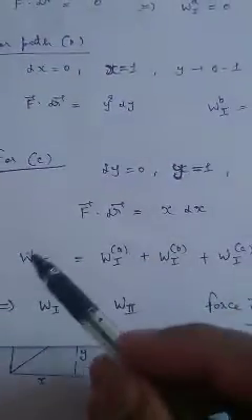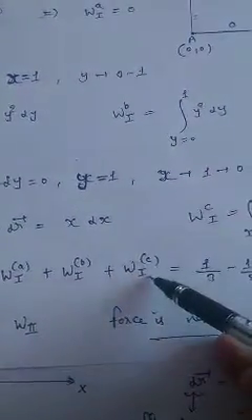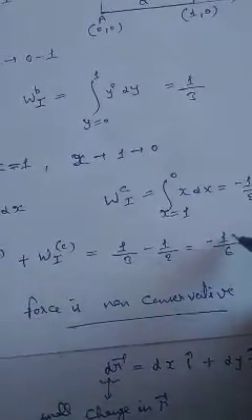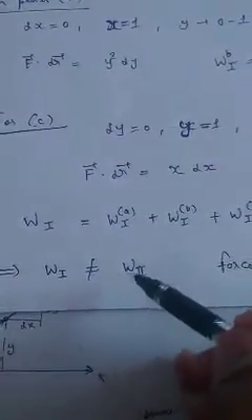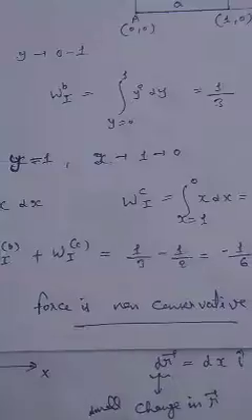So can you calculate the total work done? What is the total work done for path 1? The work done for A plus B plus the work done for path C. So that will come to 1 by 3 minus 1 by 2. So this is minus 1 by 6. So what does it mean? W1 is not equal to W2, which means the work done for path 1 is not equal to path 2. So what we can conclude here is this force is a non-conservative force.